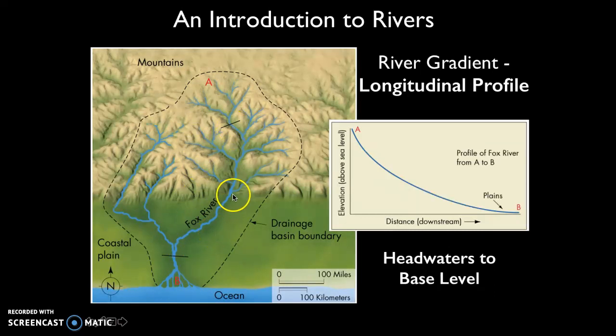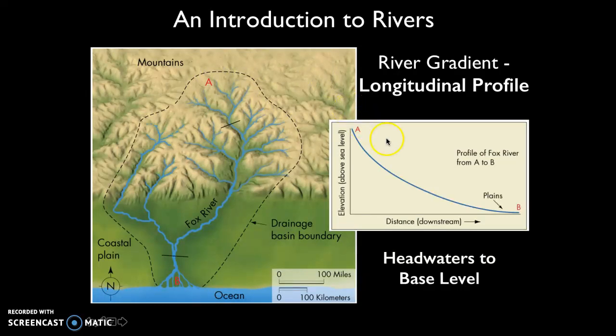Okay? If I just want to know what the gradient is between A and this fork right here, then I would say, what's the elevation at A minus what's the elevation at the fork, and then I divide that by the distance between A and the fork. That would be the gradient for that specific stretch of the river. Okay. So there is something that we call the longitudinal profile.